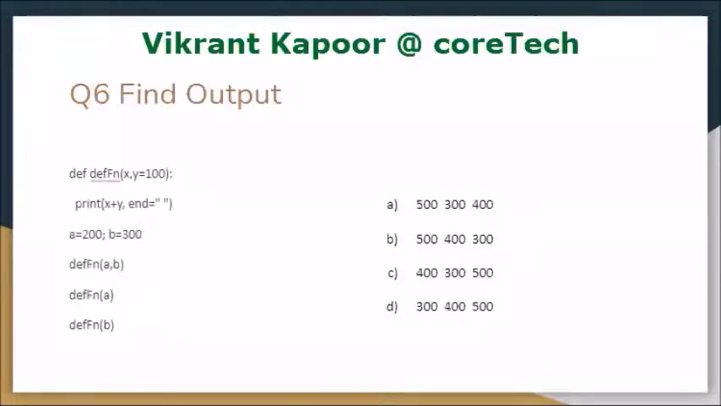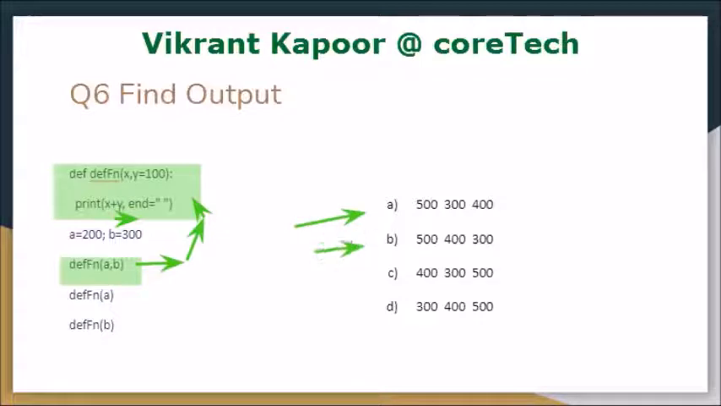Let's see the sixth question now in the same row. Now we have a function defined as x with the default value of y as 100. When I call the function with a and b, it means the function will be called with 200 and 300, which should give me 500. So we have two options where 500 is coming at the first place. Now we have the function being called with a only, that is with 200 only.